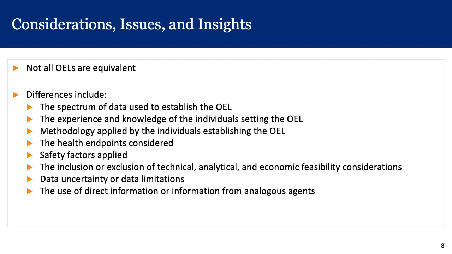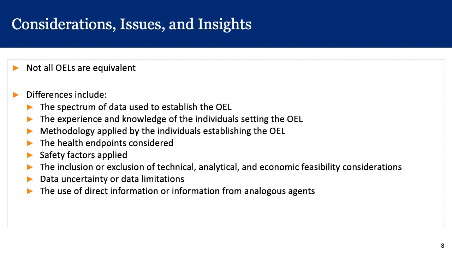There are also data uncertainty or data limitations that go into setting an exposure limit. If there is a relatively new chemical, the institution would not have had the opportunity to include animal or human data in its consideration while setting an OEL. And so there is a certain amount of uncertainty in the health effects that this particular agent might cause, and we need to be aware of that.